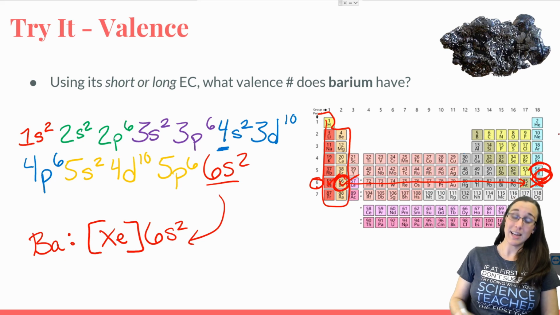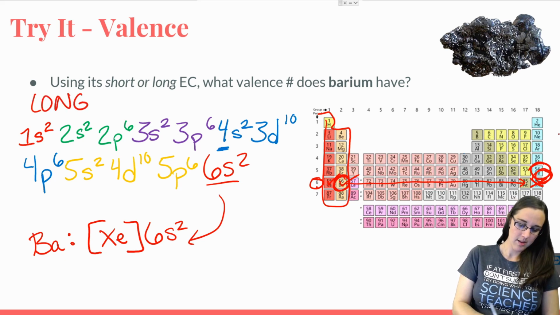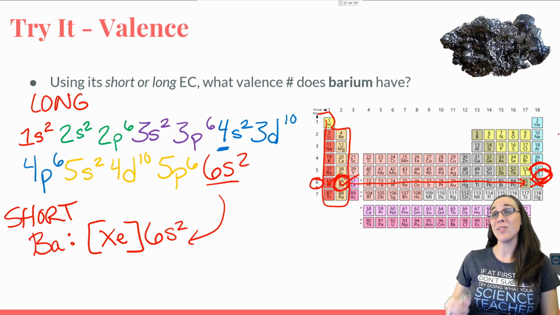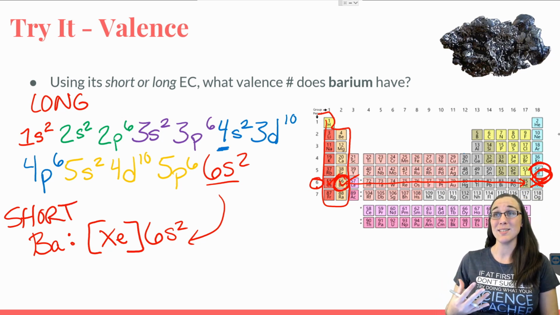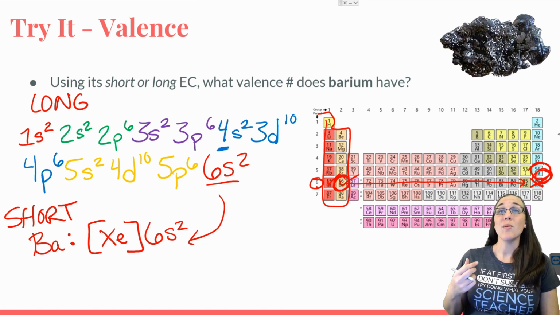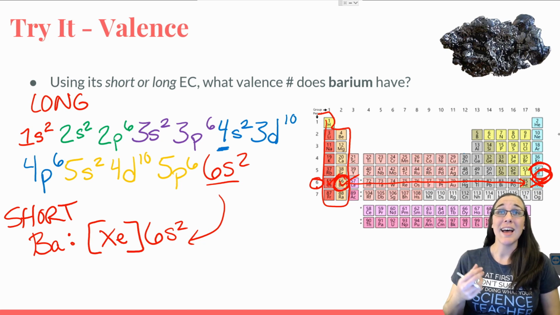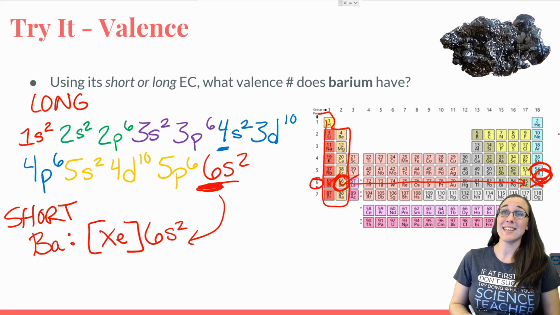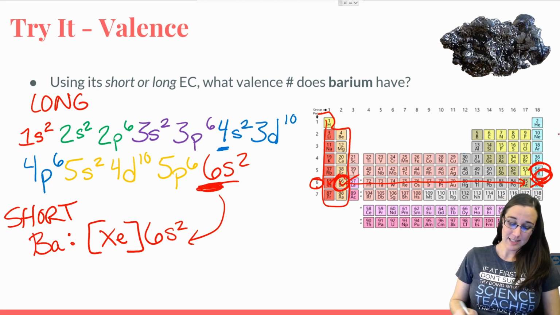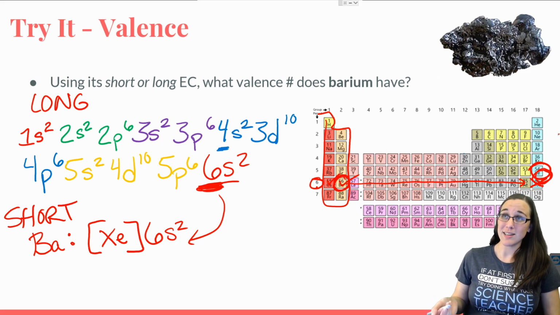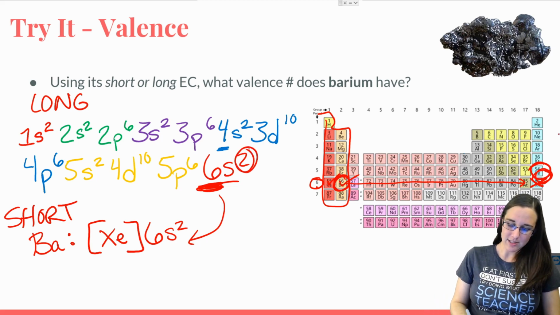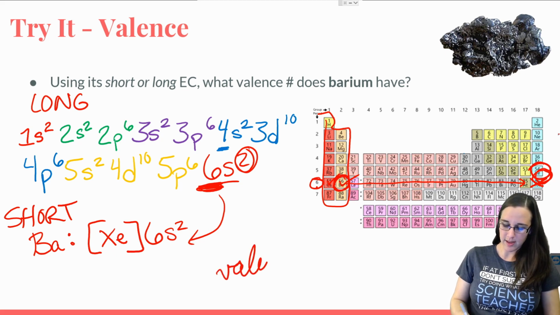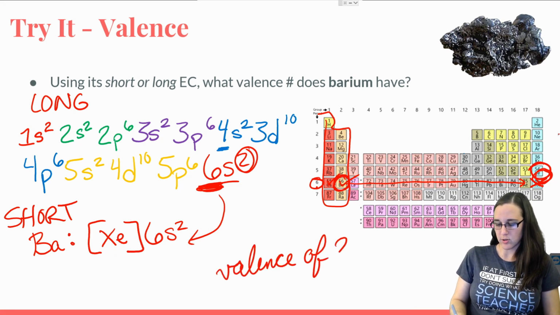So the first one is long, this one is short, and now we need to figure out what the valence of barium is. What is barium's valence? We need to look for the biggest level, the highest number level. The highest number we have is 6 out of all of this. 6 is the biggest number currently present, and 6 has 2 electrons. Therefore, we would say that barium has a valence of 2.